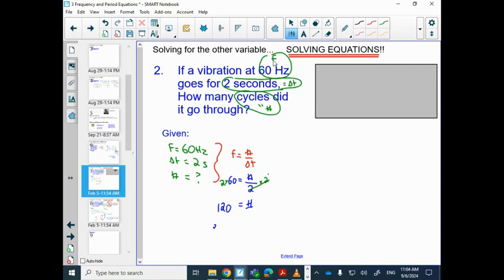Okay. So therefore, it goes through 120 cycles in 2 seconds or whatever. So that's really what should happen as you go through this.